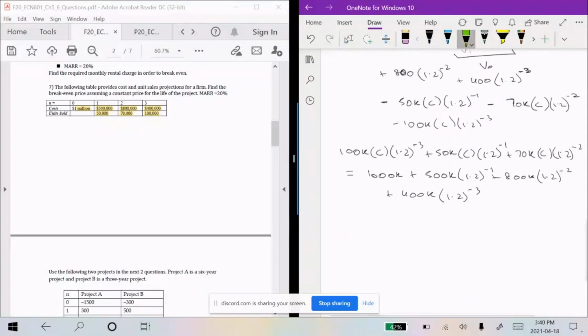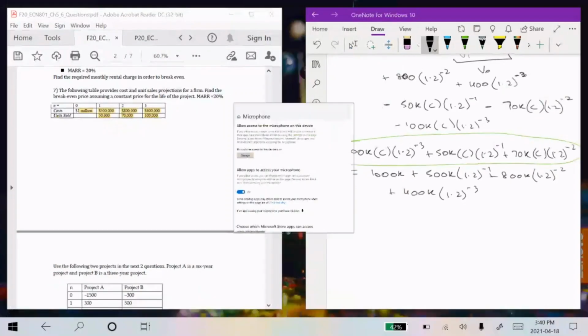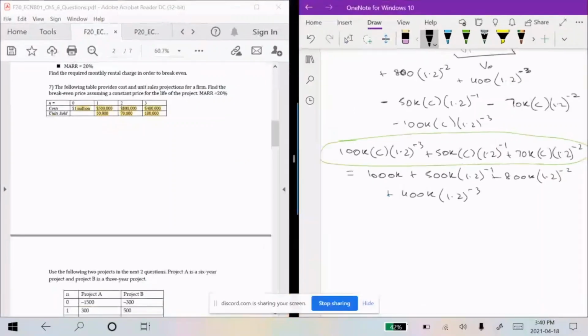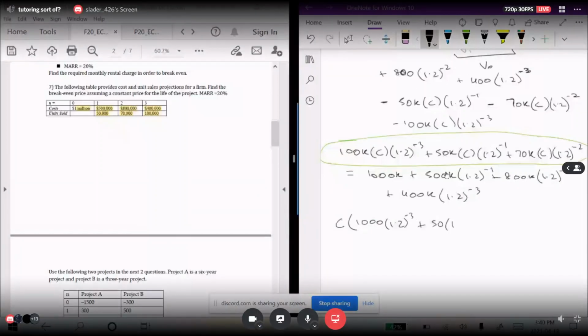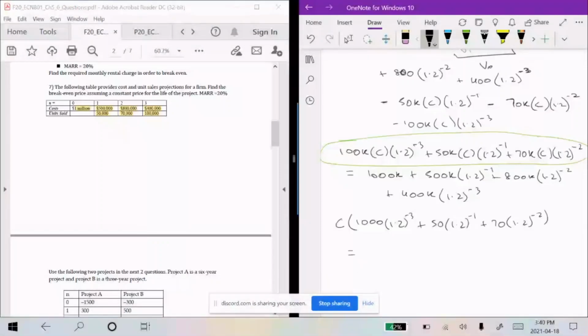So for the first part of the equation, the left hand side, what you can do is take C common because it's there in all the three terms. So you get C into 100 into 1.2 raised to the power minus 3, 50 into 1.2 raised to the power minus 1, 70 into 1.2 raised to the power minus 2. Equals, all right, I'll stop.